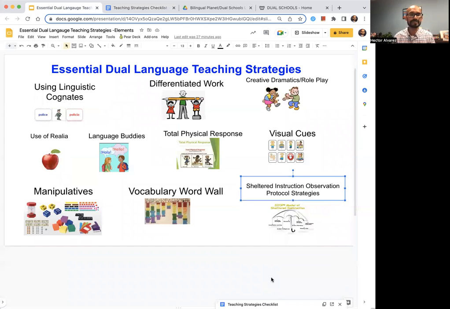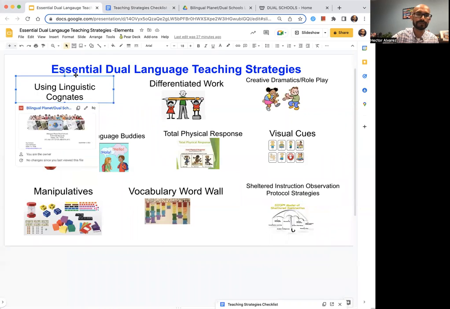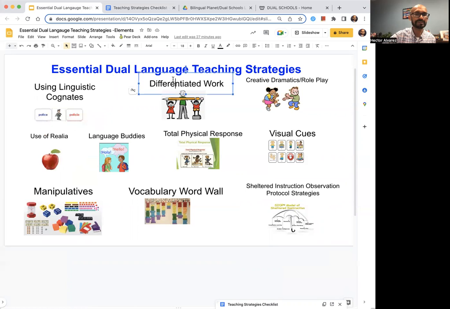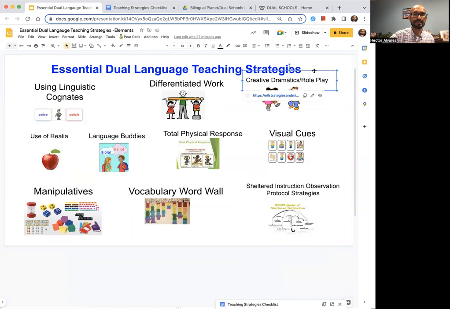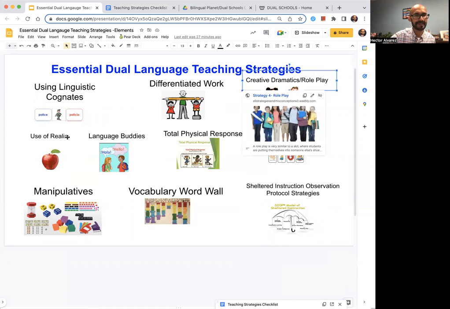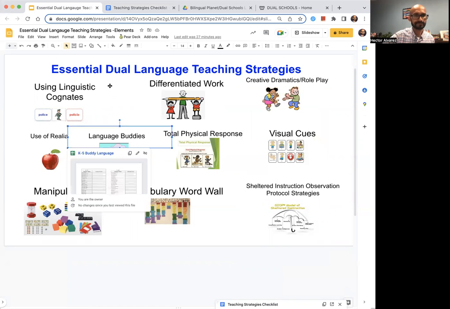It will help the students that are learning English, and it will also help the students that are learning Spanish. I hope this has been very helpful. I'm going to share this document with you, and in each document, when you click on each title, you will see some articles that support and also give examples of some of the strategies that I had shared with you.